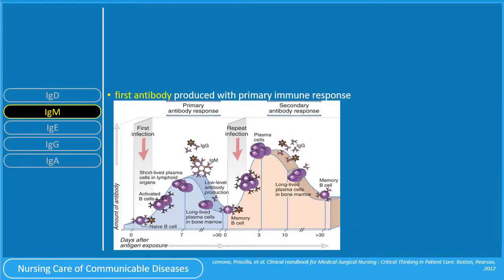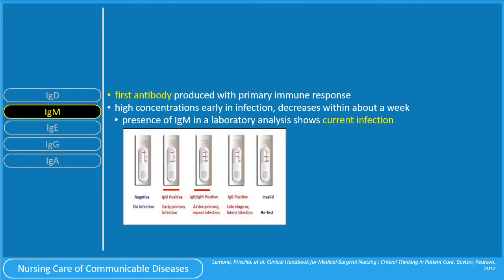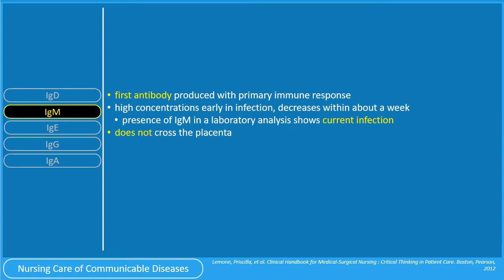How about immunoglobulin M? It is the first antibody produced with primary immune response. For instance, the second test kit from the left is IgM positive. It means that the patient has an early primary infection. On the other hand, the middle test kit is both IgM and IgG positive. Since IgG indicates previous infection, this test kit indicates that there is an active infection on top of the previous infection. Take note that IgM does not cross the placenta because of its size.